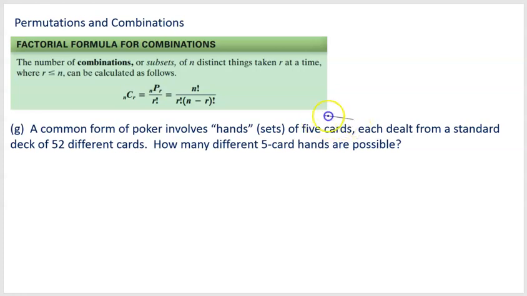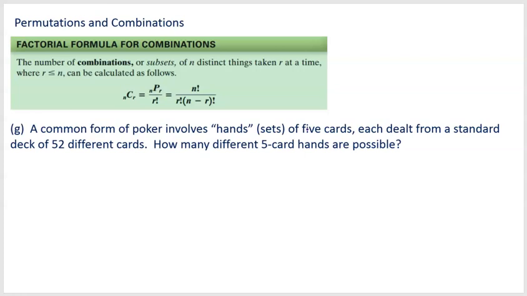In a common hand of poker, you select 5 cards, each dealt from a standard deck of 52 cards. How many different 5-card hands are possible? You don't need to know what a deck of cards looks like. You just know there's 52 cards and somebody's going to hand you 5 of them. But the question is, how many different ways can somebody hand you these 5 cards? In other words, what kind of combinations can you get?